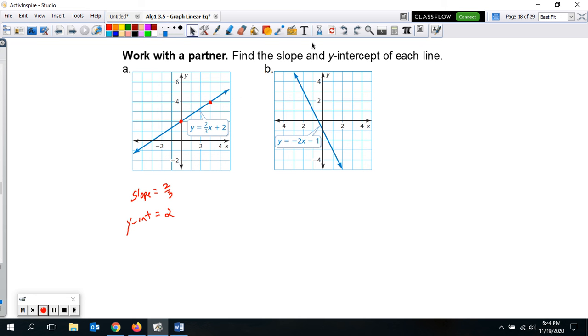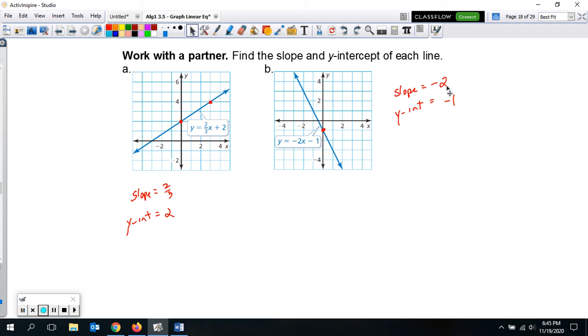On B, you should have seen that it's negative 2 for the slope, and the y-intercept is negative 1. The slope is negative 2, y-intercept negative 1. Let's go ahead and plot the y-intercept. Negative 1, the y-intercept is right here. That's where it crosses the y-axis. Go and plot that point. That would be our starting point to graph this line. If we needed to graph it, we'd start with that point.